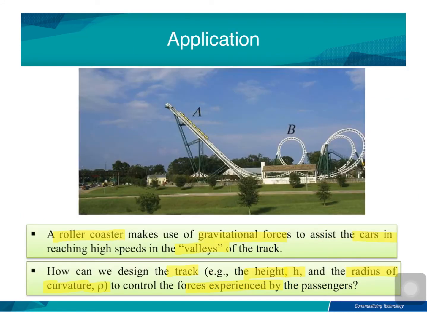So what are the applications of work and energy? You may refer to application 1. A roller coaster makes use of the gravity force to assist the car in reaching high speed in the valley of the track. So how can we design the track? What is the height of the track and the radius of curvature to control the force experienced by the passengers?